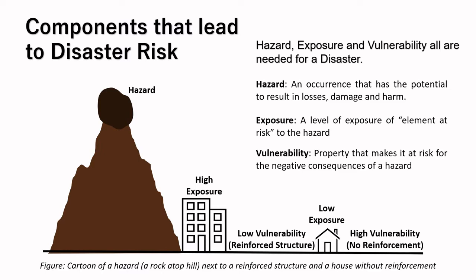Exposure and vulnerability. The building closer to the mountain has high exposure and is less vulnerable as it is reinforced. The house further from the mountain has less exposure than the reinforced building. As a result, it may not be at less risk.